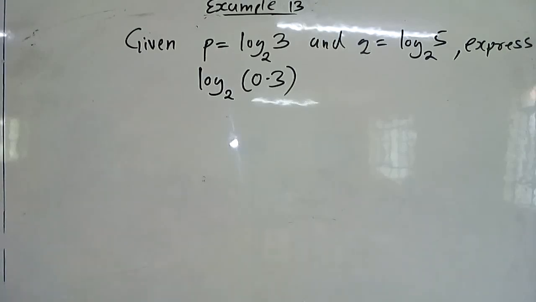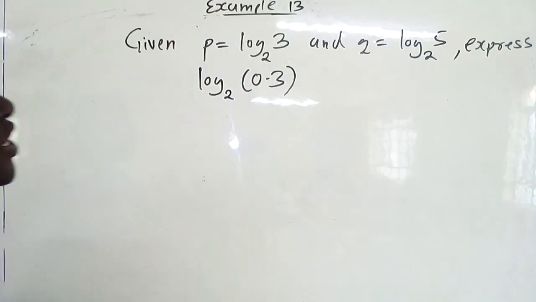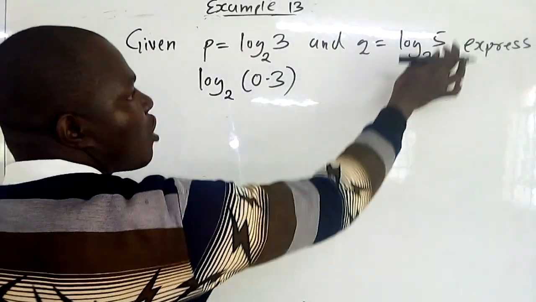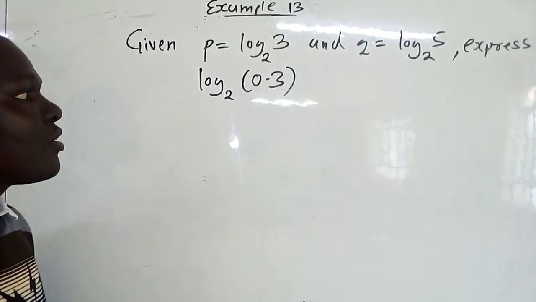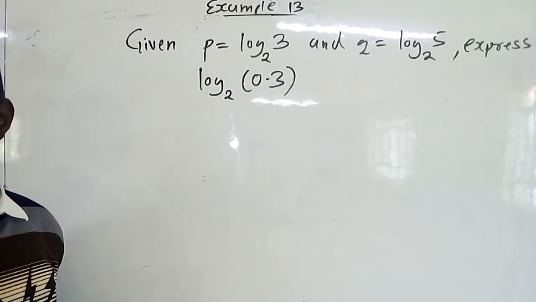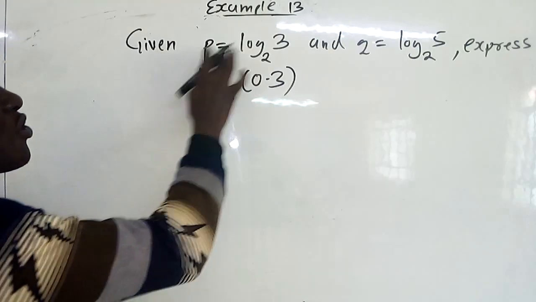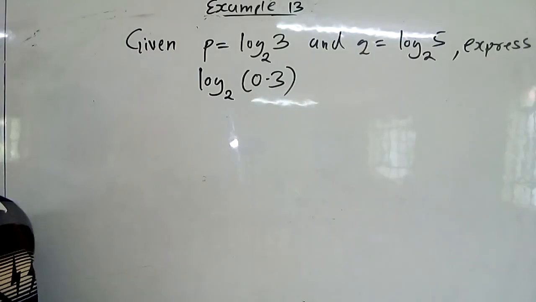Example number 13. Given that P is equal to log 3 to base 2 and Q is equal to log 5 to base 2, you'll be told to express log 0.3 to base 2 in terms of P and Q, isn't it?